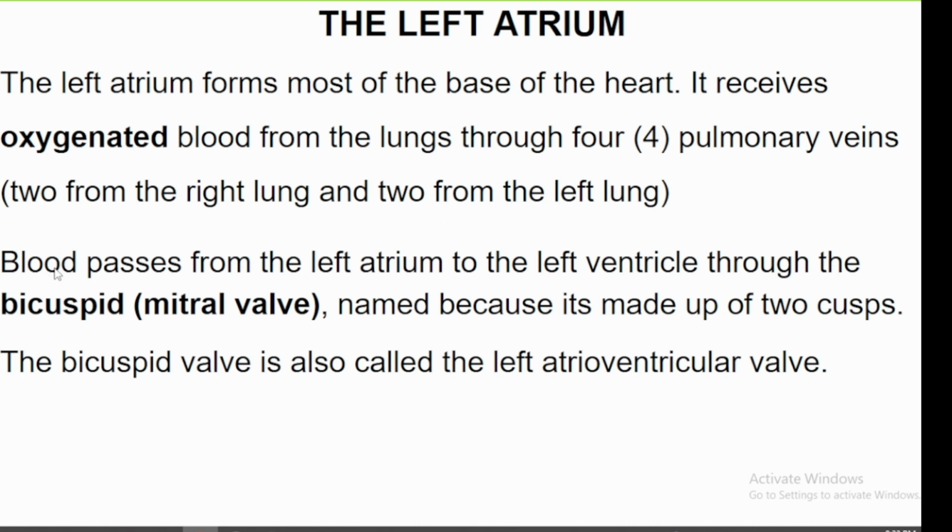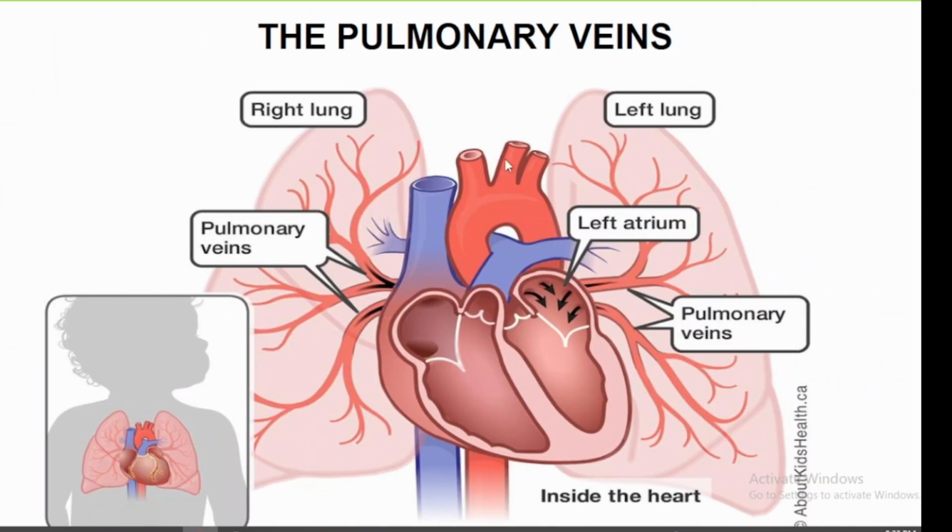Now, blood passes from the left atrium to the left ventricle through the bicuspid or mitral valve. The bicuspid, just as we saw the tricuspid, is named because it's made up of what? 2 cusps. So the bicuspid valve is also called the left atrioventricular valve. It is located on the left side, between the atrium and the ventricle, just as we saw on the other side. So let's move on.